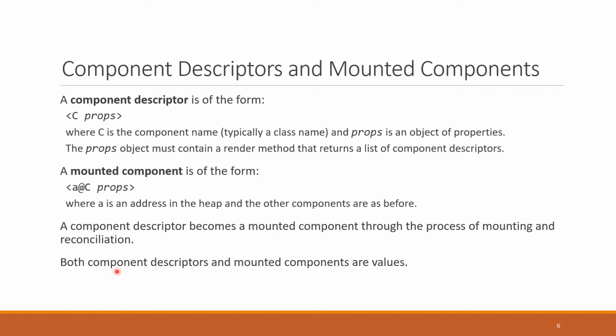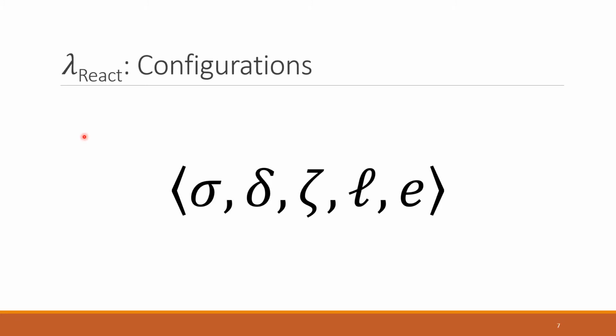And importantly, both component descriptors and mounted components are values that can flow around in the program. In this work, we formalize an operational semantics for sort of the essence of React, building on the lambda.js calculus. And so configurations in our semantics look like this.